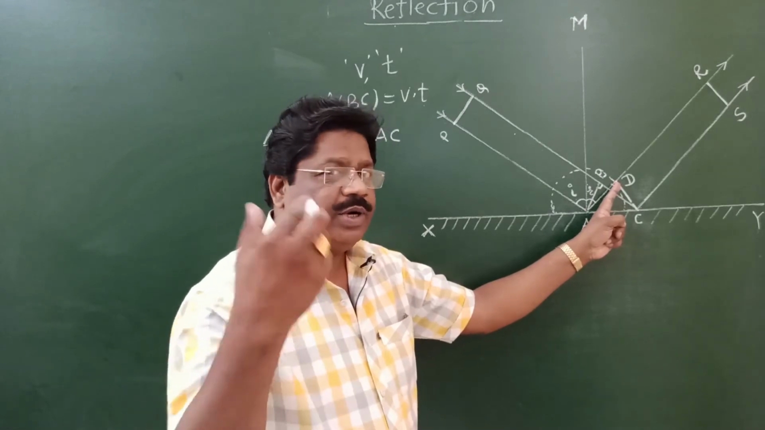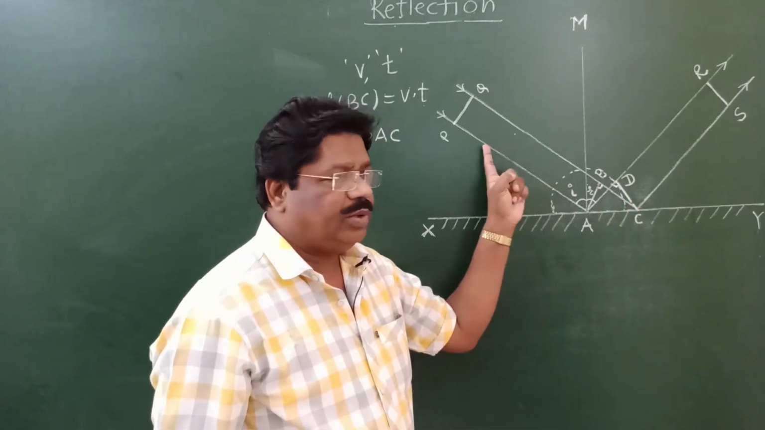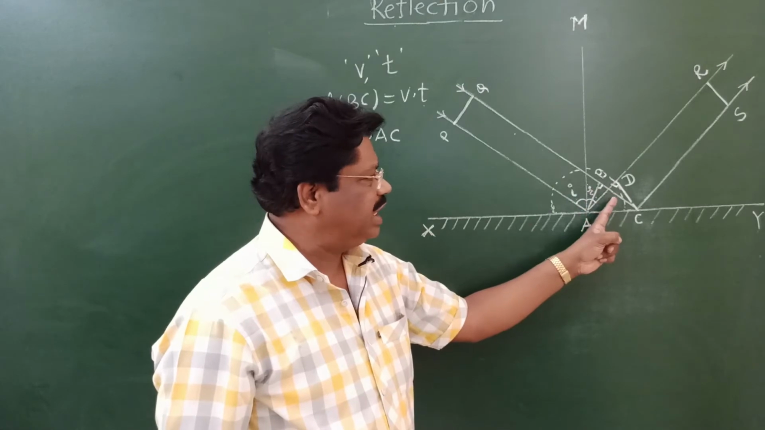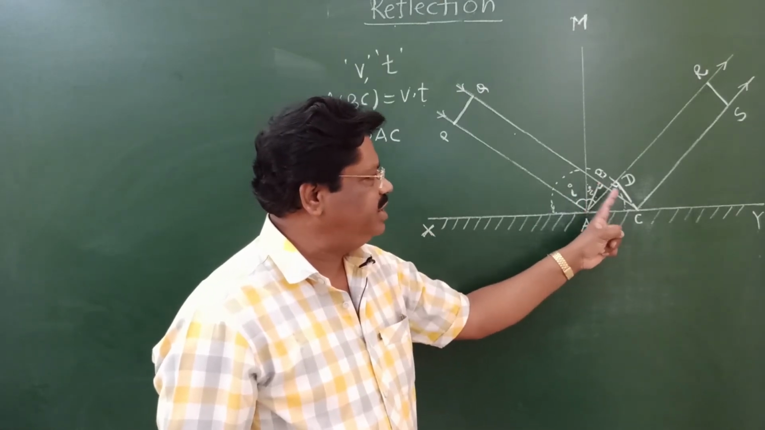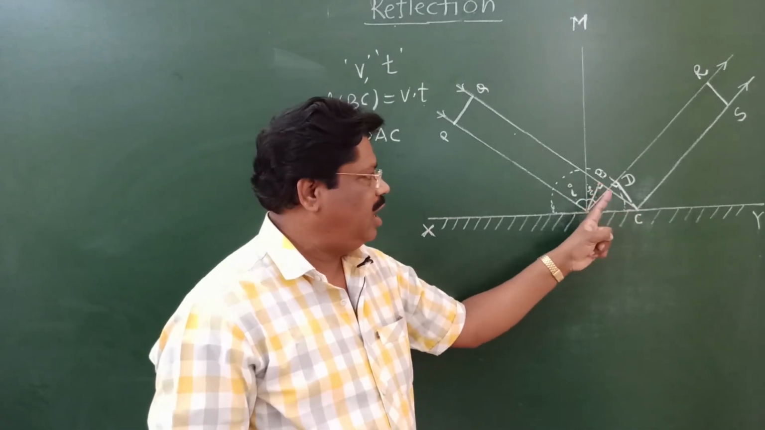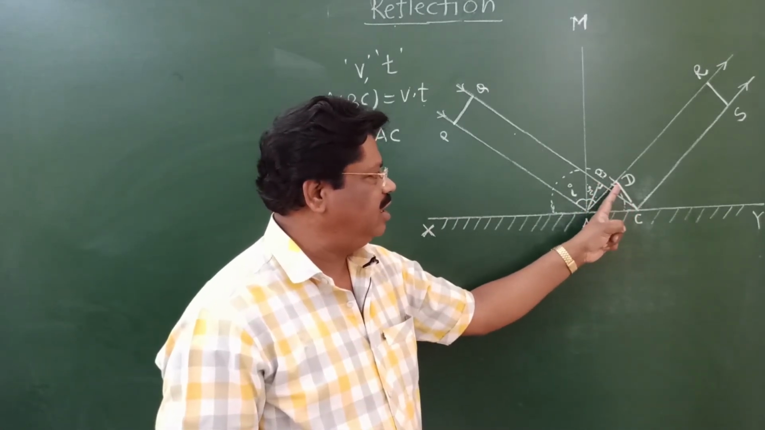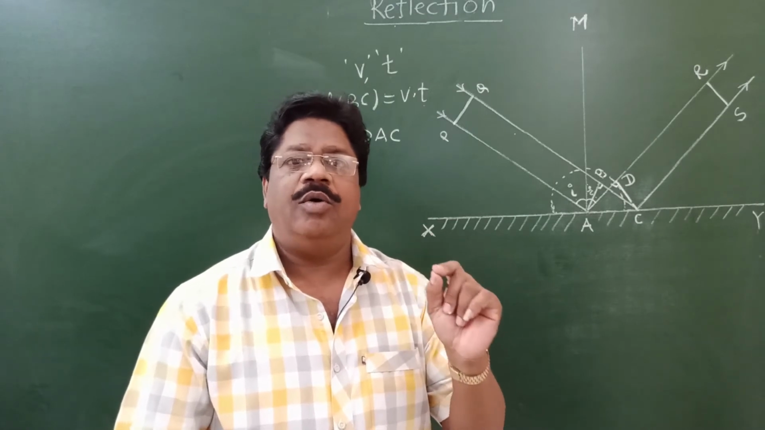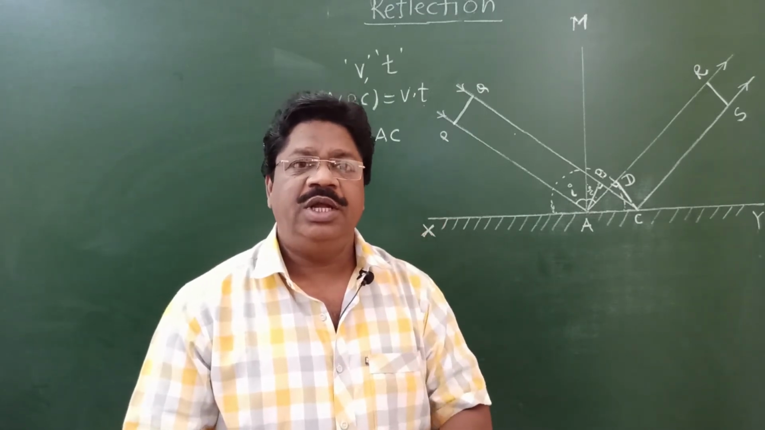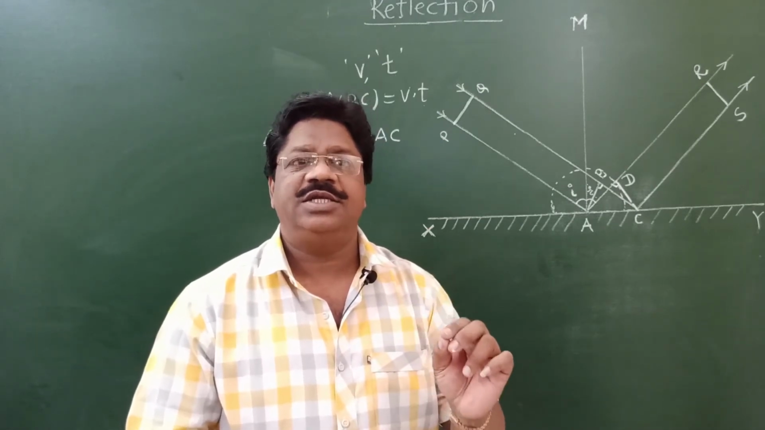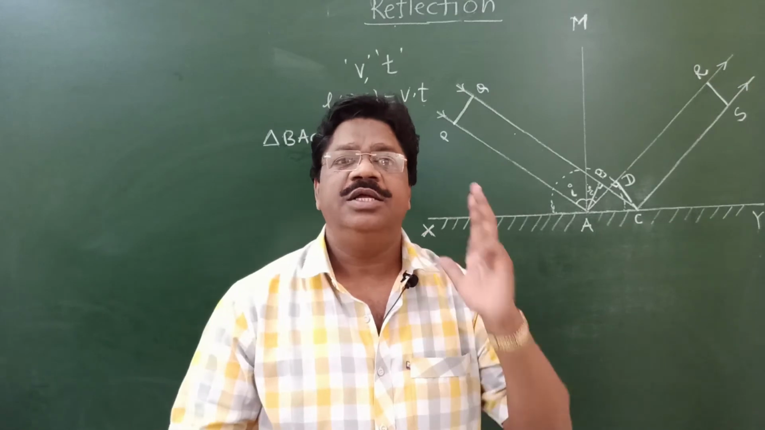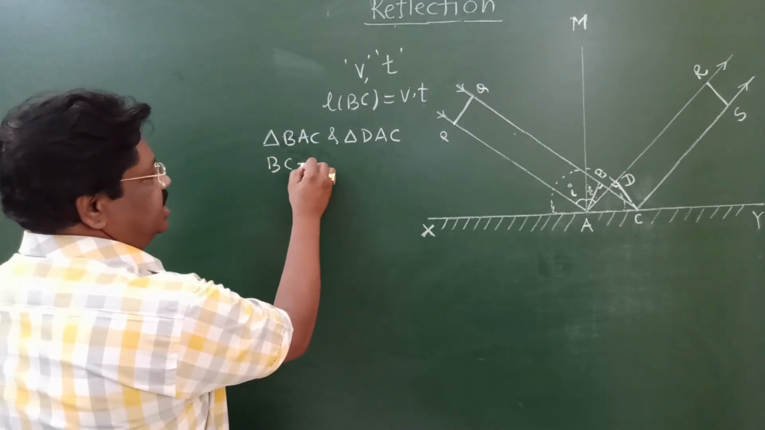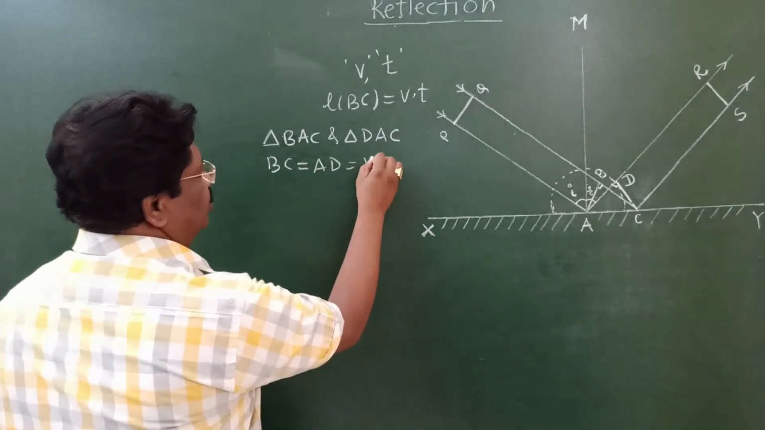The length of AD, one side of a triangle, is equal to the length of BC, the corresponding side of the other triangle. Triangle ABC is right angled at point B, and triangle ADC is right angled at point D. Both are right angle triangles having one angle of 90 degrees and two sides equal, and therefore these two triangles are congruent, and therefore BC is equal to AD is equal to BD.